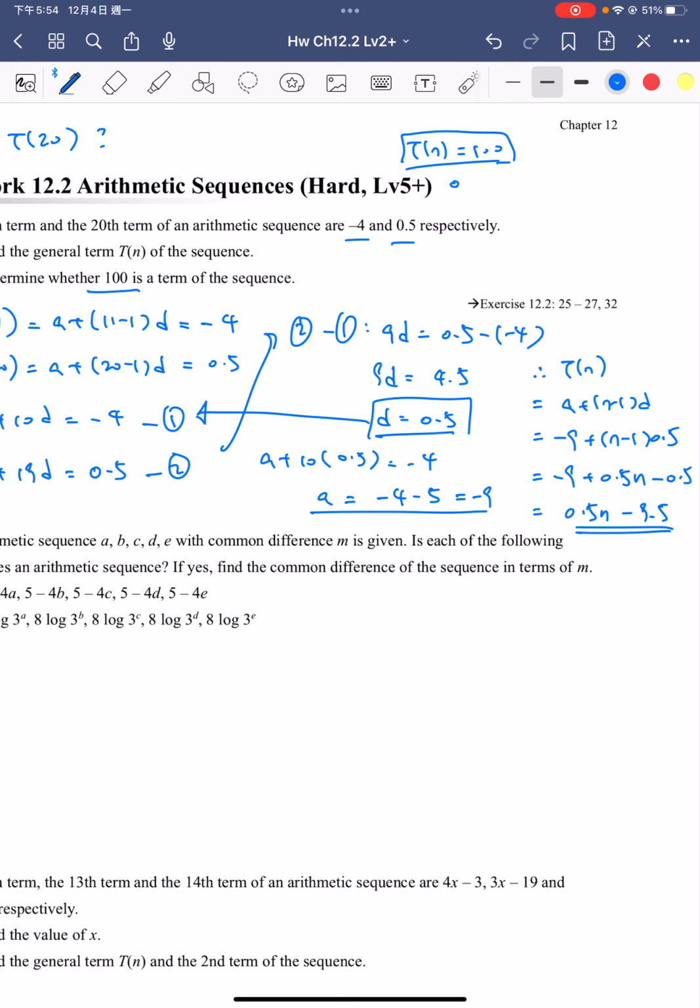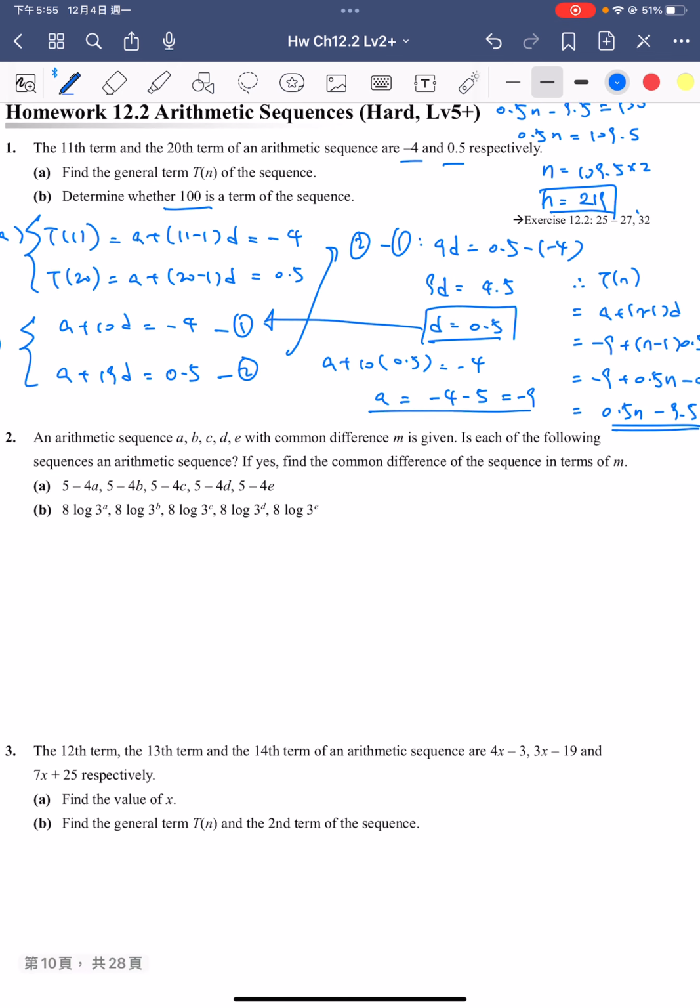Okay, so now we can say 0.5n minus 9.5 is equal to 100. So 0.5n is equal to 109.5. So n is equal to 109.5 times 2, giving you n is equal to 219. So we can say that the 219th term is going to be 100. Okay, so that's for question 1.